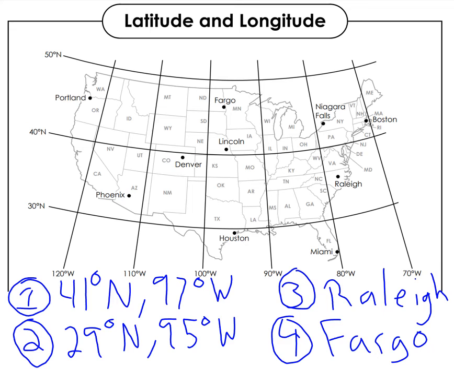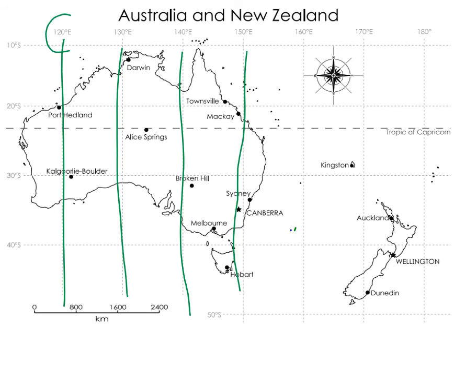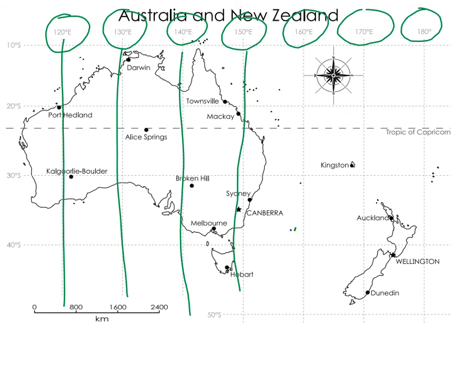Okay, I'm going to move on to our last slide. All right, this will be a much quicker slide. I just want to show you the difference on the other side of the world. As you can see, when we're in the southern hemisphere and the eastern hemisphere, the numbers act differently, okay? So the longitude numbers are going up as you move to the right: 120, 130, 140, 150, 160, 170, 180, as opposed to in America where they go the exact opposite direction and they say west on them instead of east, right?